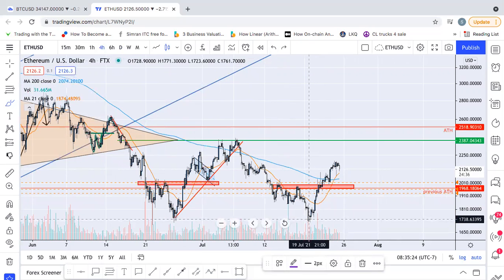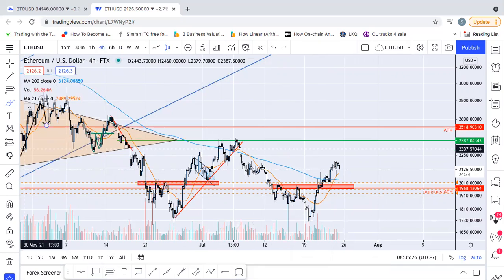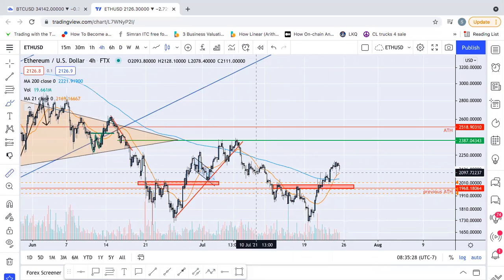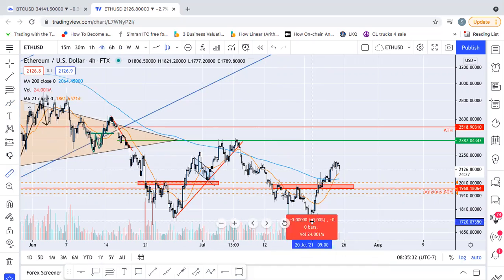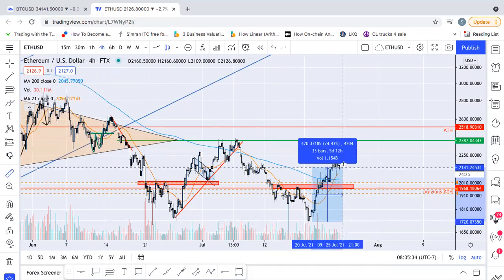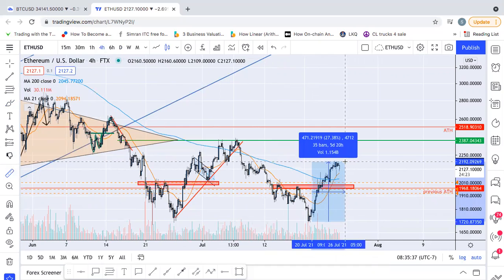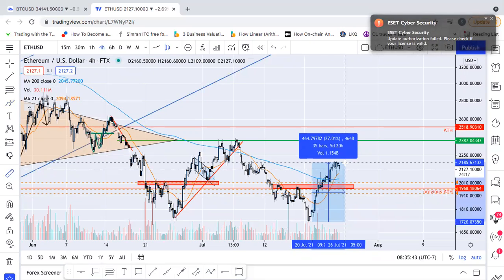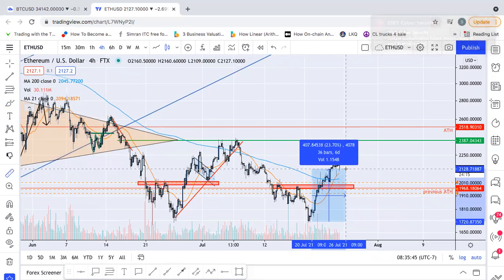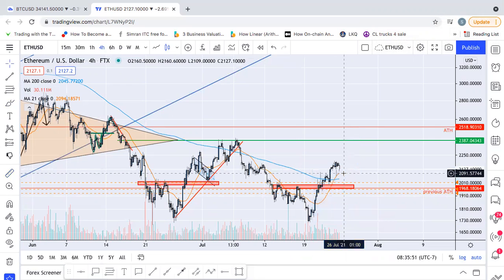I can even tell you how much you would be up right now. If you were using the lowest lot size, which is a 0.1 lot size, and stayed in it all the way to the top, you would have been up $471. Right now you're up about $407, around $400. And that's swing trading. Period.